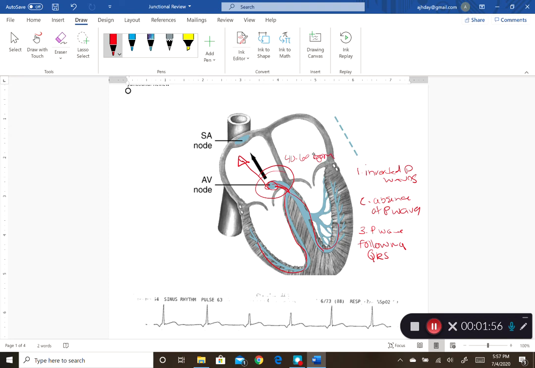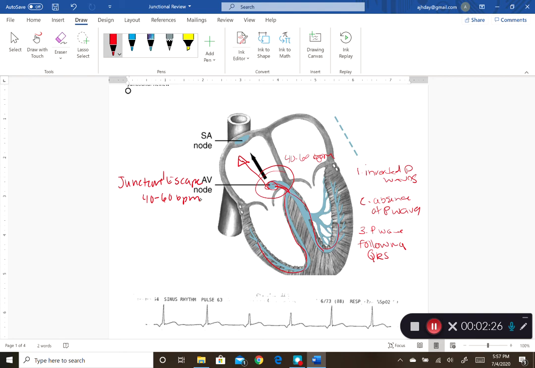So a junctional escape rhythm means that the primary pacemaker site has escaped to the AV junction, a junctional rhythm that has a rate of 40 to 60 beats per minute. So junctional escape rhythm means that our pacemaker has escaped to the AV junction and that it's performing within that normal intrinsic rate of that pacemaker site.